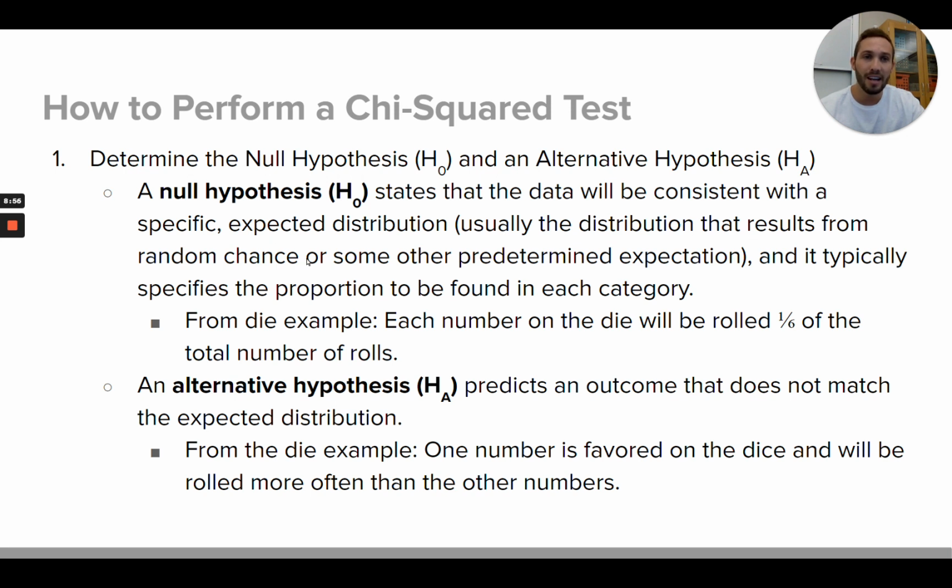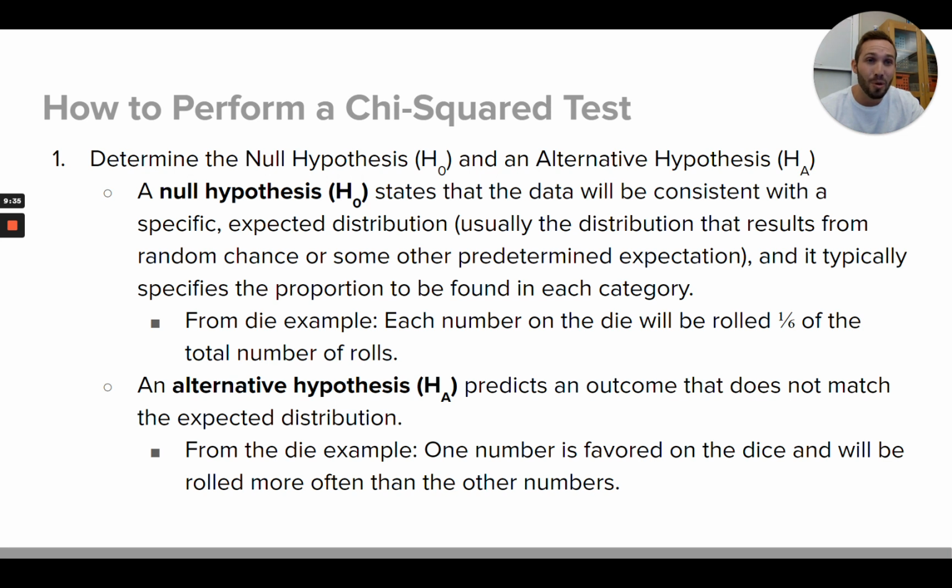So you're basically saying that what's going to happen in this situation is this outcome, which would happen due to just random chance. By random chance, it should land on each side the same number of times. And usually in the null hypothesis, we specify the proportion to be found in each category. To make that make sense, for the dice example, you should just by default claim for your null hypothesis that each number on the dice should be rolled 1/6 of the time, right?